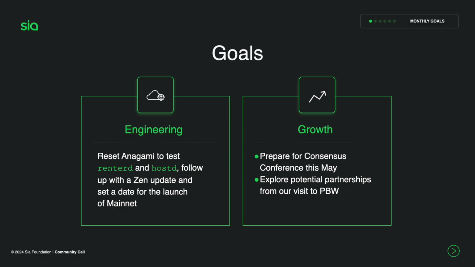Onto our goals. Now carving our goals into stone for this month. For engineering, the main focus will be to stay on track to reset Anagami to test Renterd and Hostd. If that goes well, we'll follow up with a Zen update, then set a date for the mainnet launch.